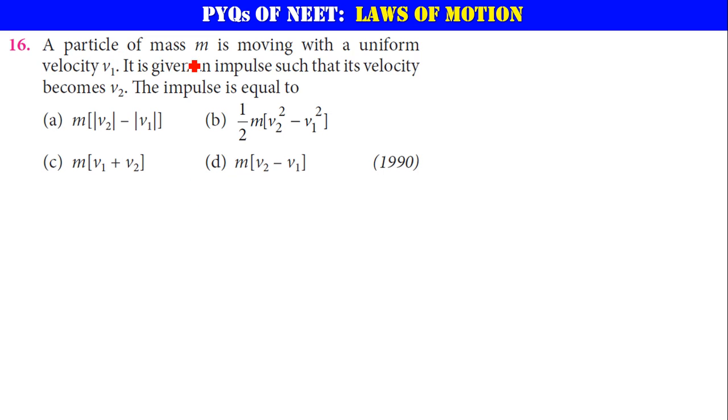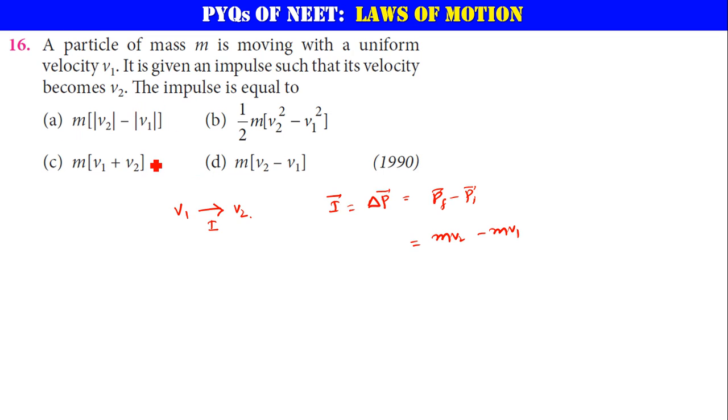Now let us take question number 16. A particle of mass m is moving with uniform velocity v1. An impulse is given, and because of this impulse, the particle's velocity changes from v1 to v2. Impulse is nothing but the change of momentum, and it's a vector quantity: final momentum minus initial momentum. What is the final momentum here? m v2. Initial momentum is m v1.